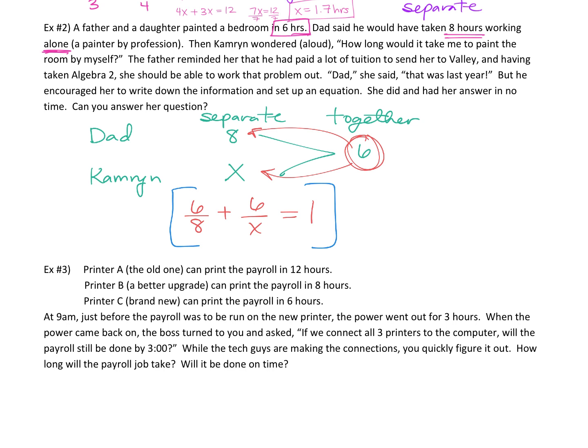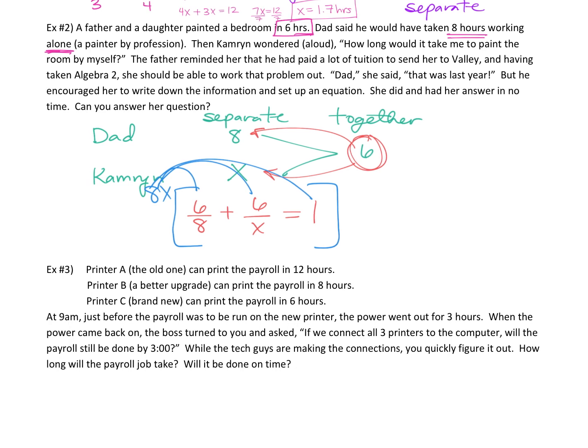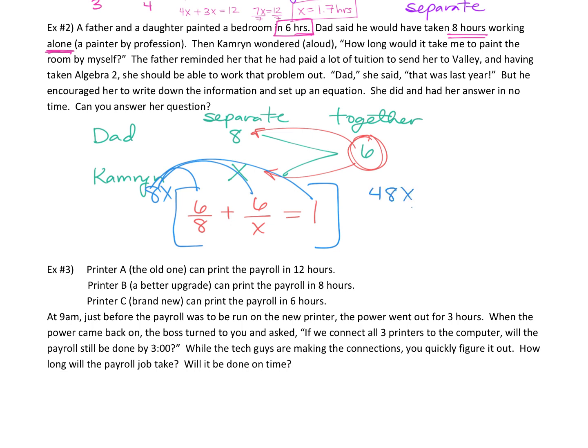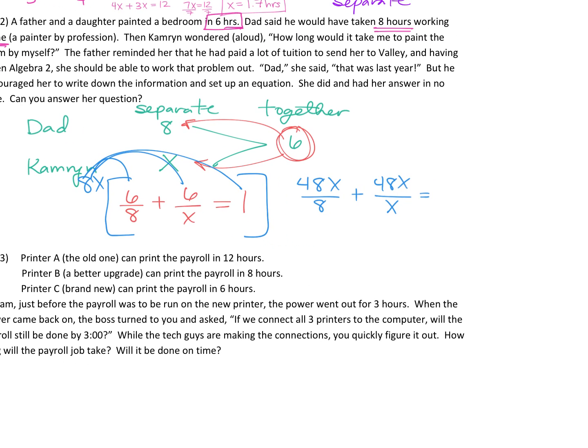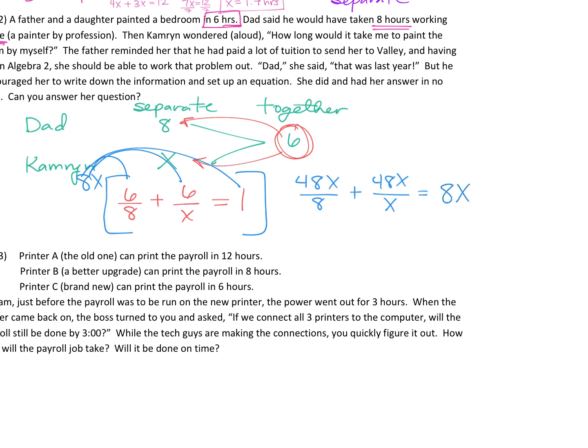Find the least common denominator. What is your least common denominator? 8x. Good. So distribute that 8x. It's the smallest denominator you can use for those two numbers. Okay, so this is 48x over 8 plus 48x over x equals 8x.